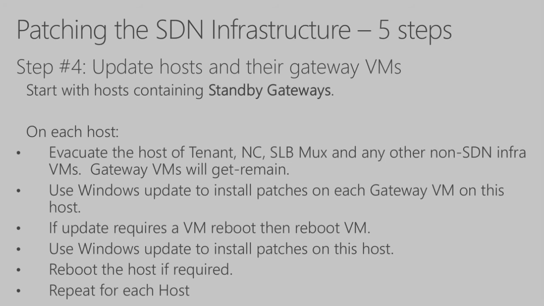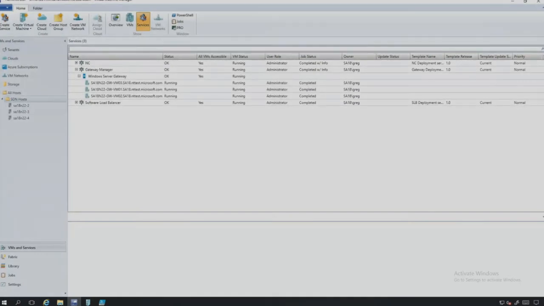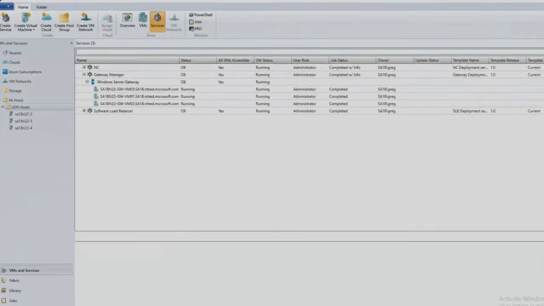Now the challenge there, of course, is finding out which of these hosts and gateway VMs is your standby gateway. For that, you generally have to go into VMM PowerShell or into the network controller PowerShell. For that, I've actually recorded a video that will show you how to do that with a script. Let's actually run that. So here you have a VMM environment.